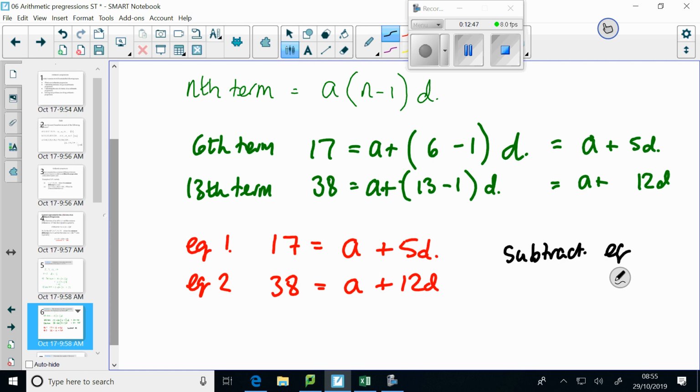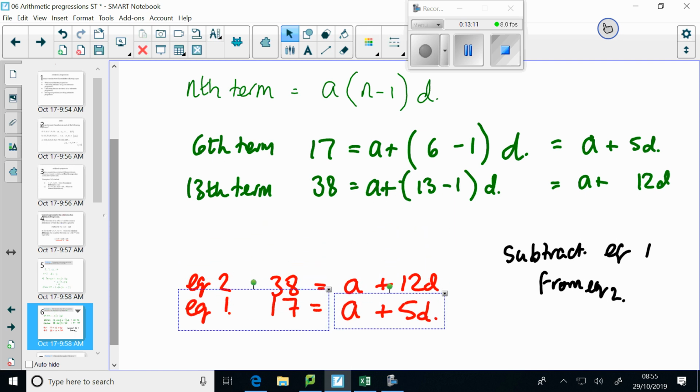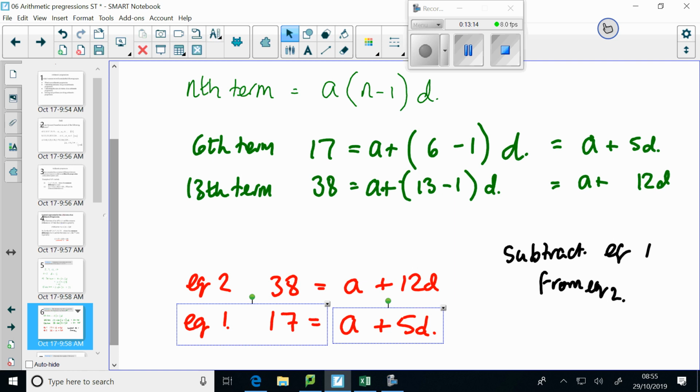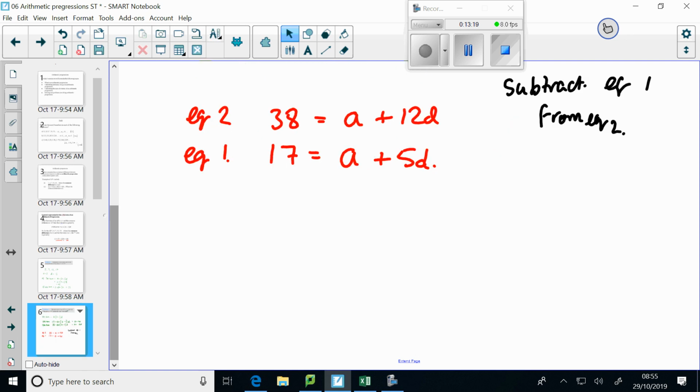equation 1 from equation 2. And I've chosen 1 from 2 because I don't then end up with any negative terms, because 17 is smaller than 38 and 5d is less than 12d. So I'm going to take that equation and subtract it from equation 2. So if I draw a line under there, and I'm going to do a subtract.